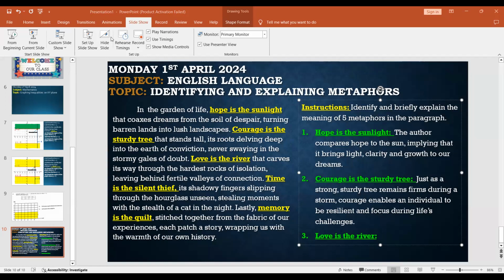Very good. Just like how the river brings calm, and you know, rivers and nature and green scenery and natural stuff has a soothing effect. So love also has that soothing effect as well. Very good point. It's a very good one.